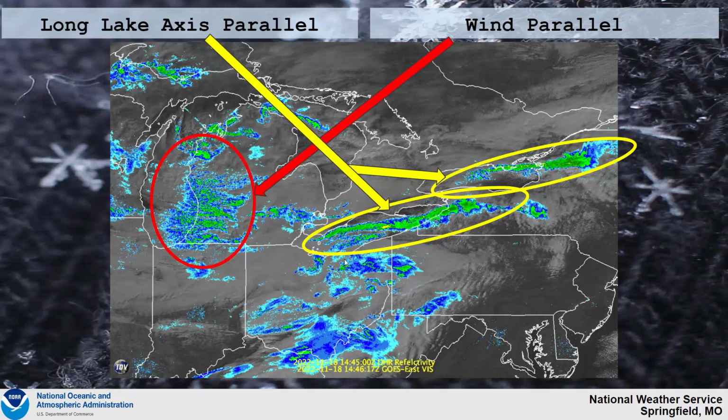And then there's wind parallel bands that are smaller, but there are more of them. And again, as the name implies, these are parallel to the wind direction. So the wind will be blowing this way, and that's what's parallel to those wind bands.